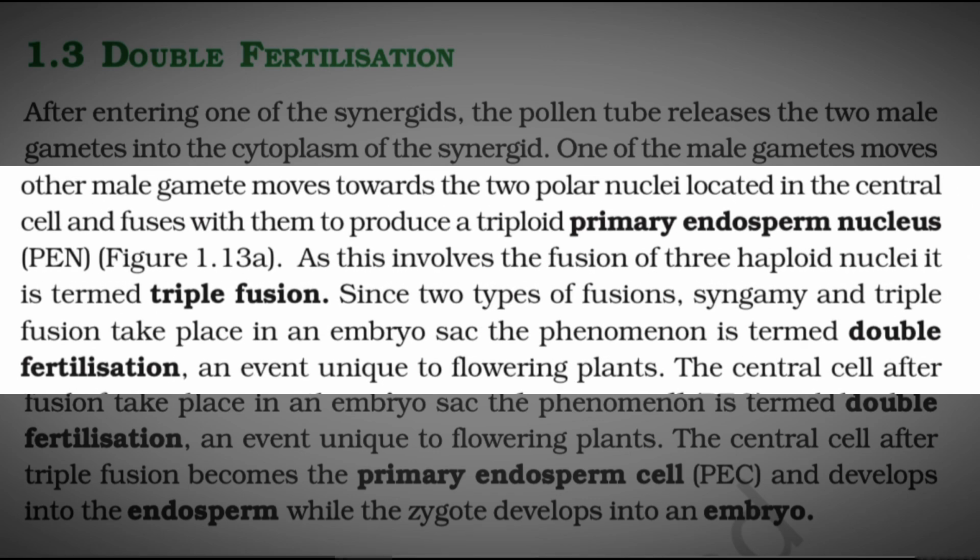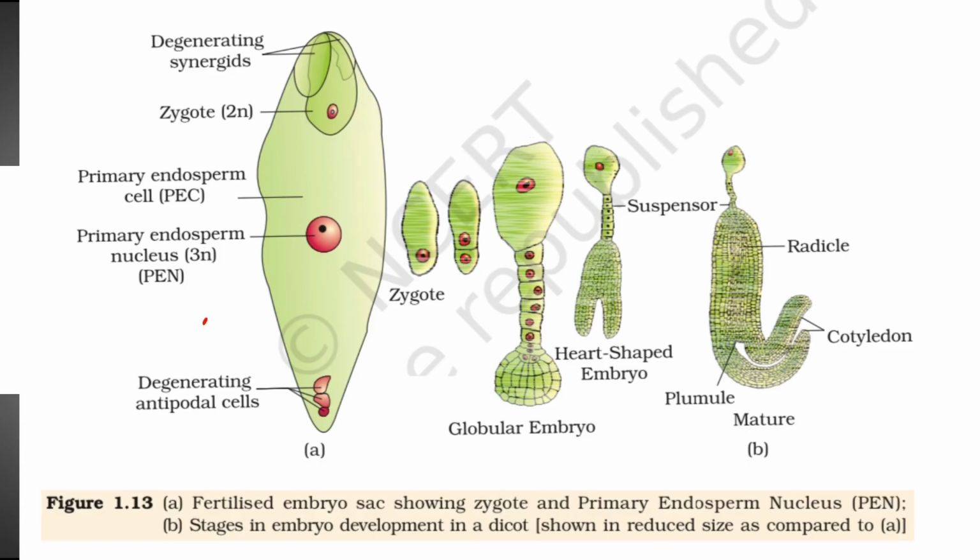The other male gamete moves towards the two polar nuclei located in the central cell and fuses with them to produce the triploid primary endosperm nucleus, PEN. As this involves the fusion of three haploid nuclei, it is termed triple fusion.